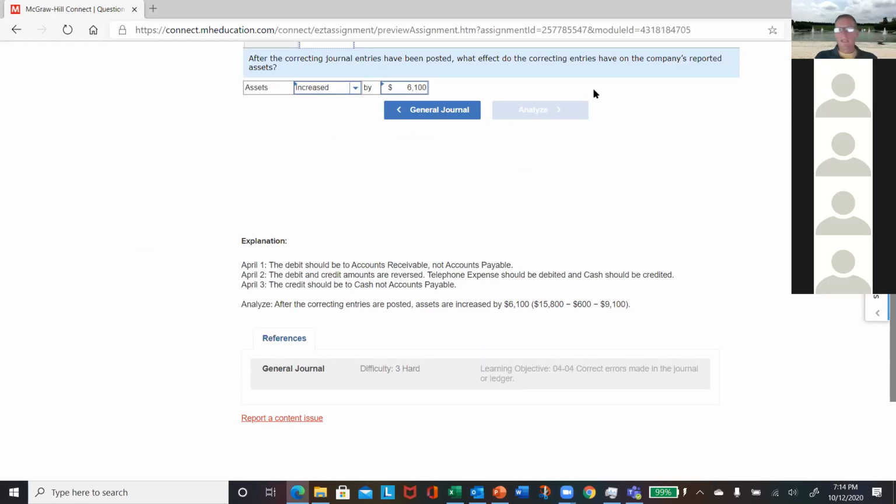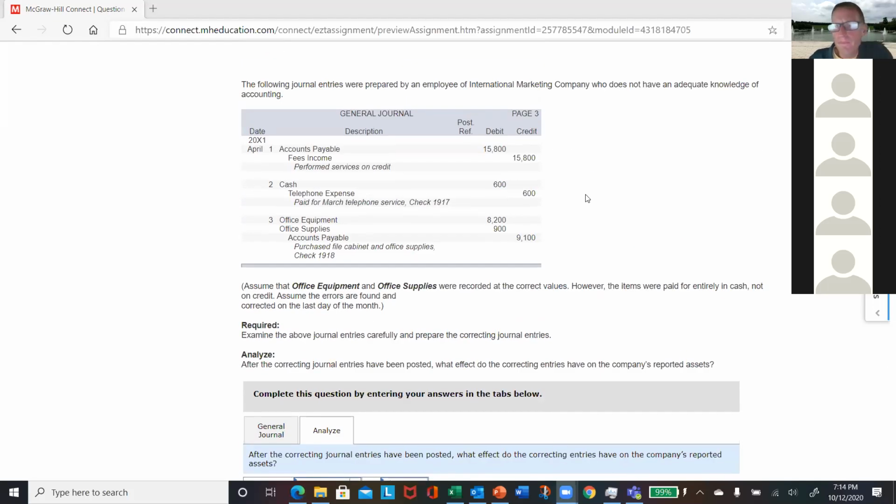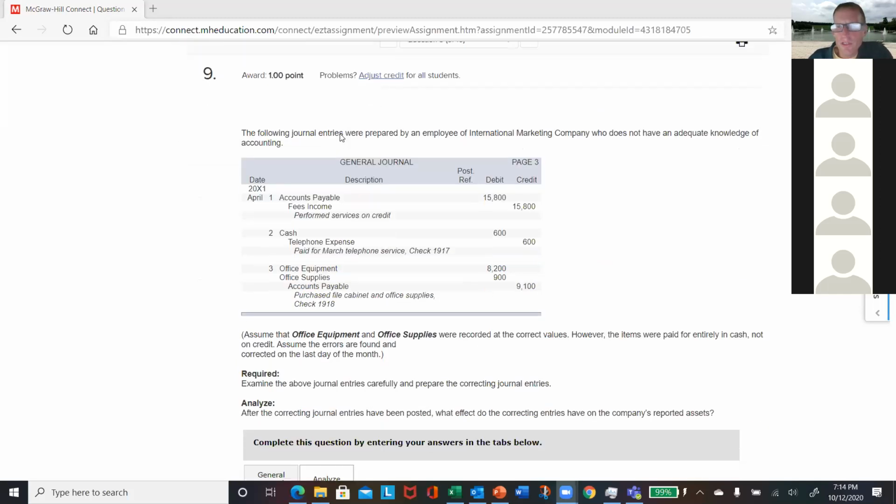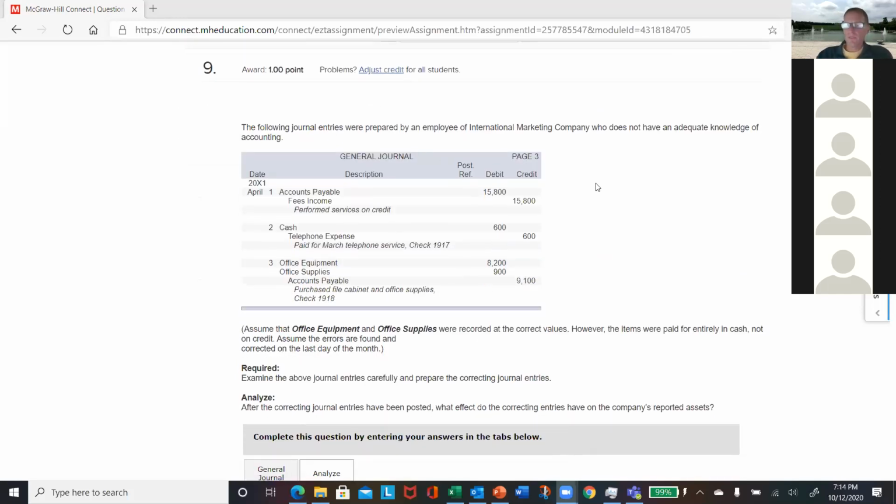Again, I'll fix that. Yeah, so does anybody have anything else going on with chapter 4 other than the correcting entry problem? On journal entries, ledger, what any of that stuff represents? No.